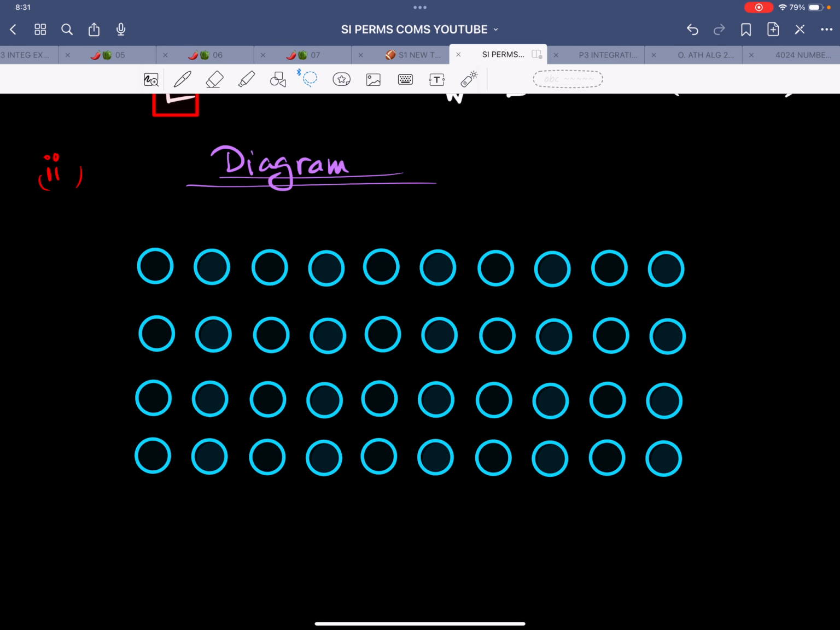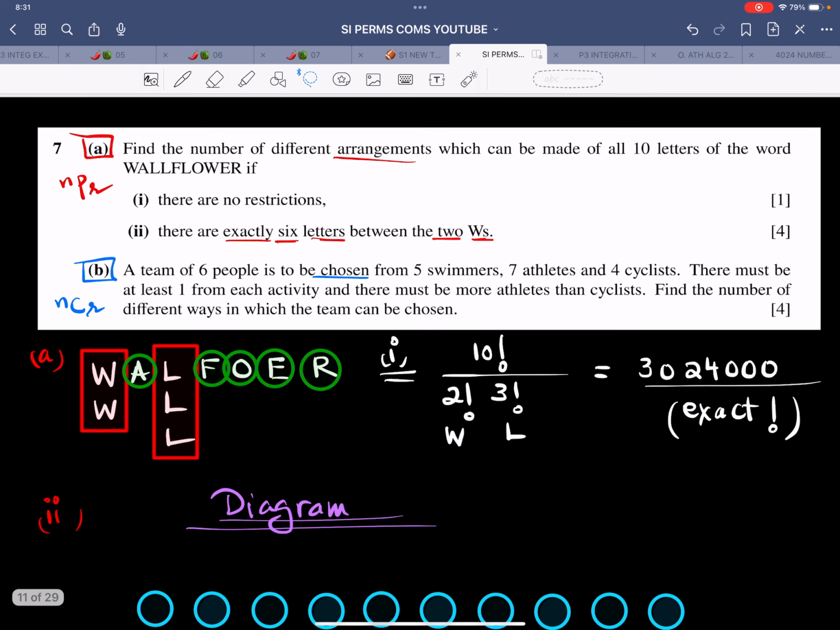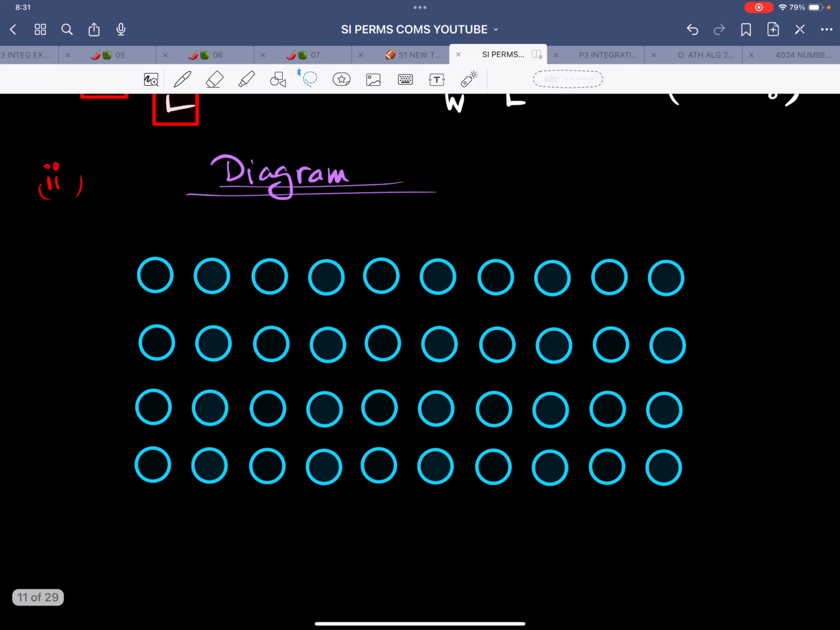So now they are saying that there are 2 W's and there are exactly 6 letters between the 2 W's. So let's start with the extreme left. This is the first position. So there is a W over here. 1, 2, 3, 4, 5, 6, and there is a W over here. So that is the first possibility. Let's first draw it comfortably and then we will do the thinking.